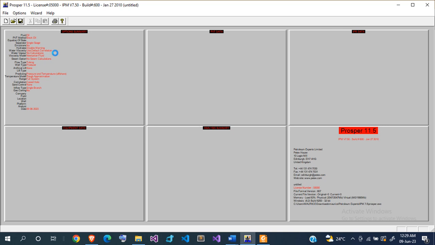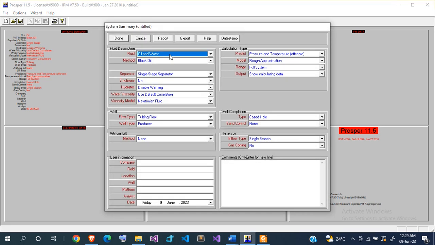I'm gonna click on this, then set this. It's not an oil well, it's actually a gas well. So okay, now that's the only thing I'm gonna change. We are using tubing flow and it's a producer well, not an injection well. The well is cased, so there is no sand control, it's just a casing.